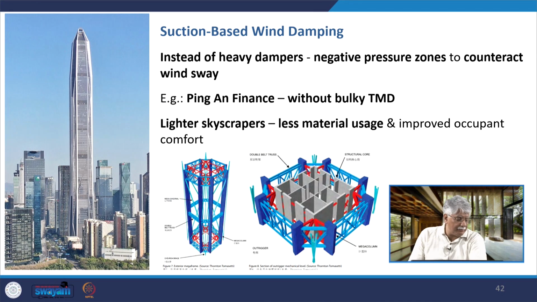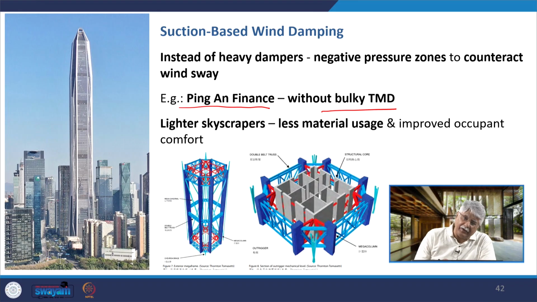Other methods that are being tried, for example, are suction based wind damping. Instead of heavy tuned mass dampers being used in the building, negative pressure zones are being created to counteract the sway because of wind. For example, in the Ping An Finance building, which does not have a bulky tuned mass damper, there are lighter skyscrapers that use lesser material and improve the occupant comfort.